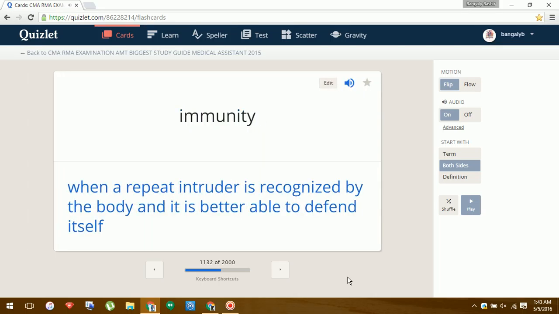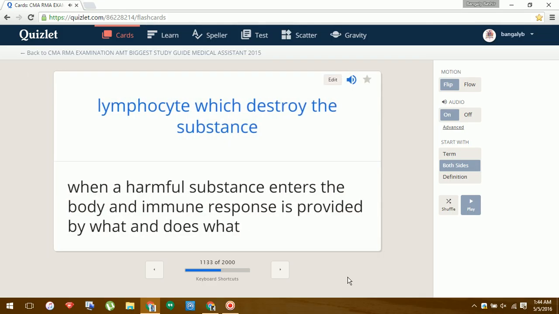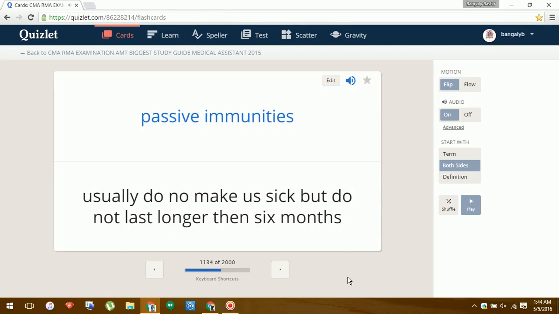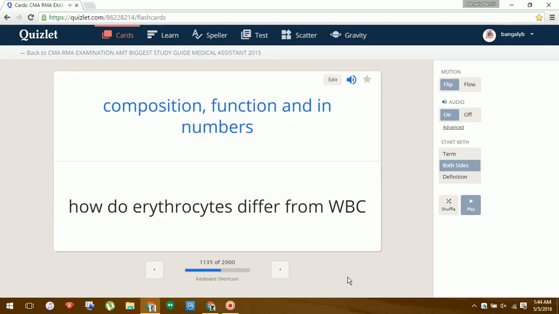Immunity. When a repeat intruder is recognized by the body and it is better able to defend itself. Lymphocyte, which destroy the substance. When harmful substance enters the body and immune response is provided by what and does what? Passive immunities. Usually do not make us sick but do not last longer than 6 months. Composition, function, and in numbers. How do erythrocytes differ from WBC?